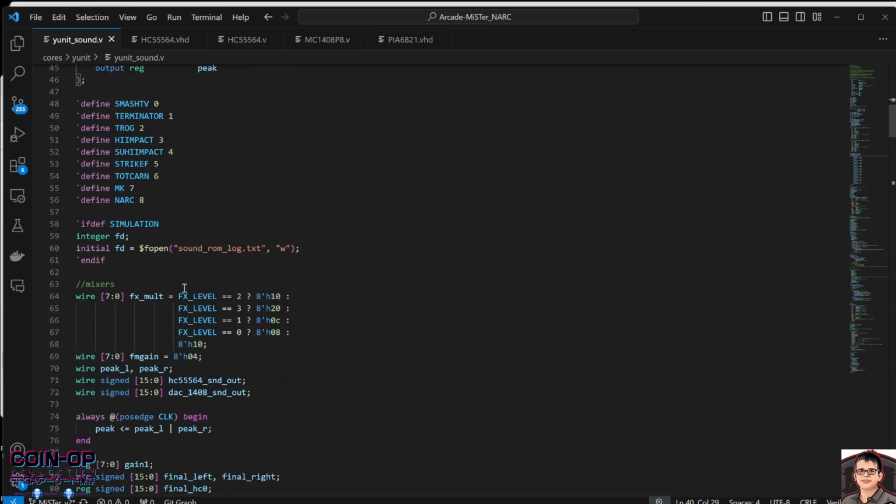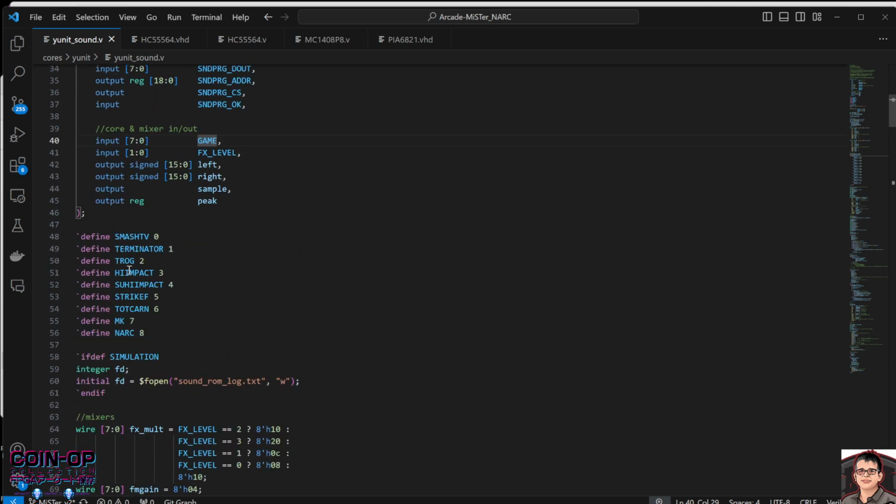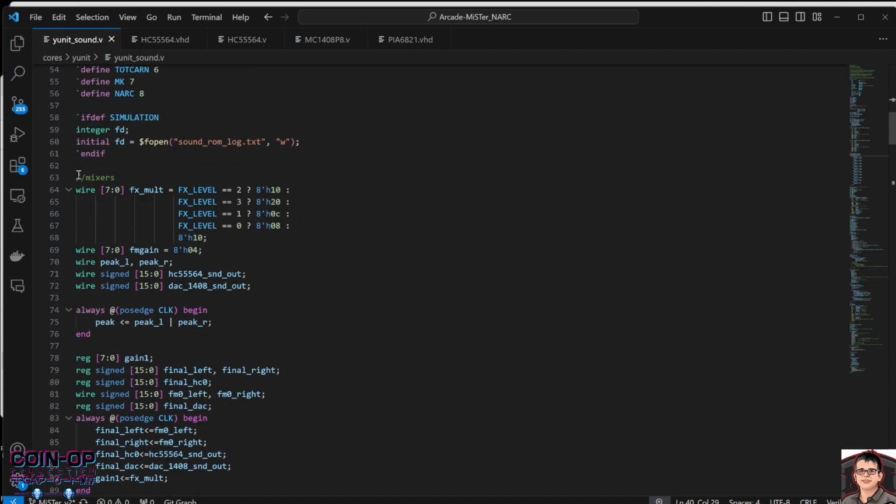Okay, so here's the first part. The first part of this file has the mixers. So where's the mixer? What is a mixer? Well, let me show you on the schematic.